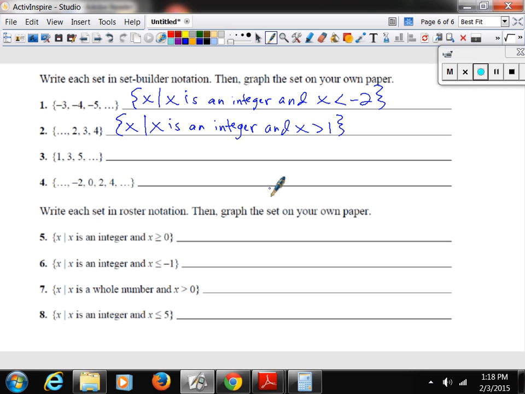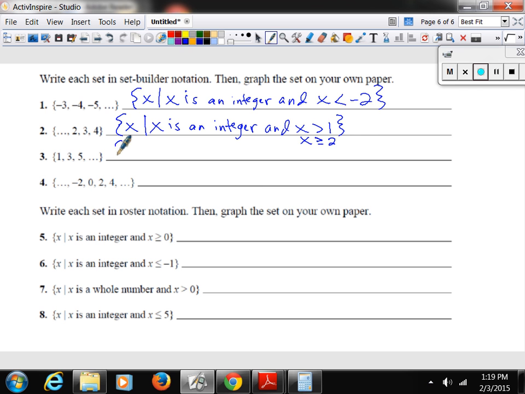There's another way we could have actually written it too. What if we put x is greater than or equal to 2? Would that have still worked? Yeah, because it does equal 2 and it's greater. So I could have actually used either one of these two and it would have been okay. I think what they want is this one, but you could have used either one.